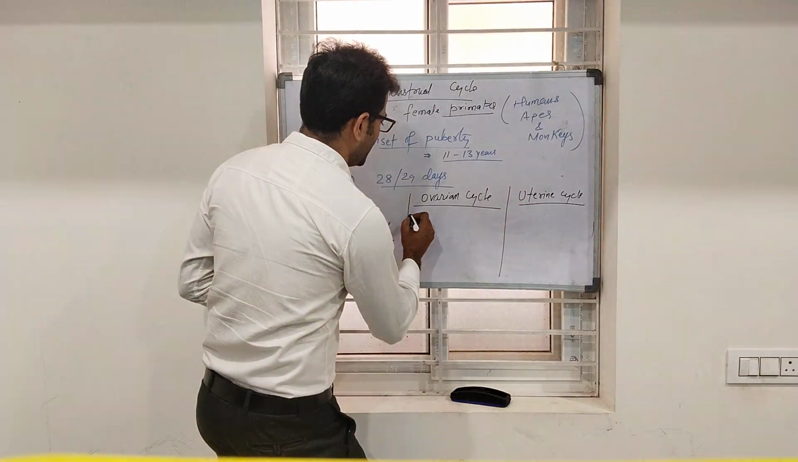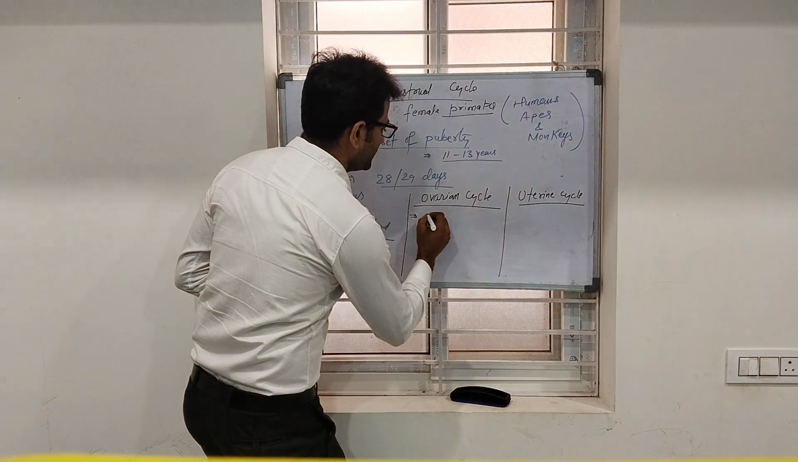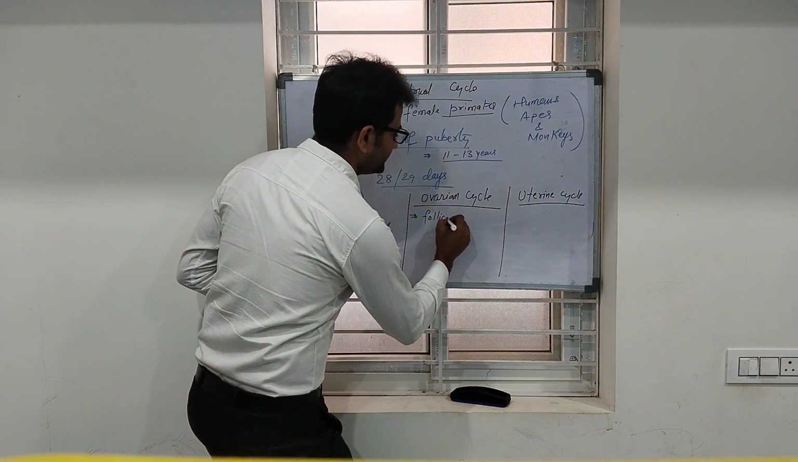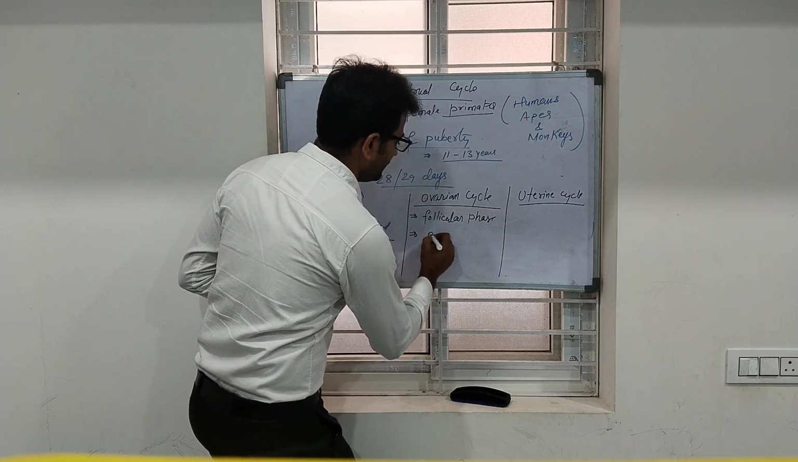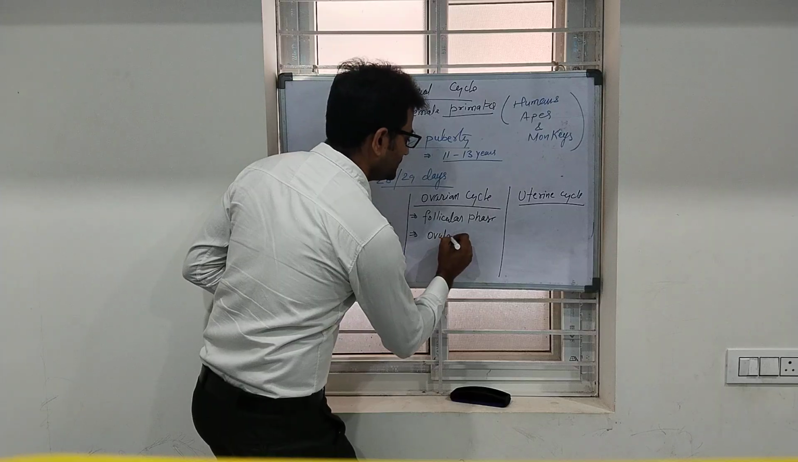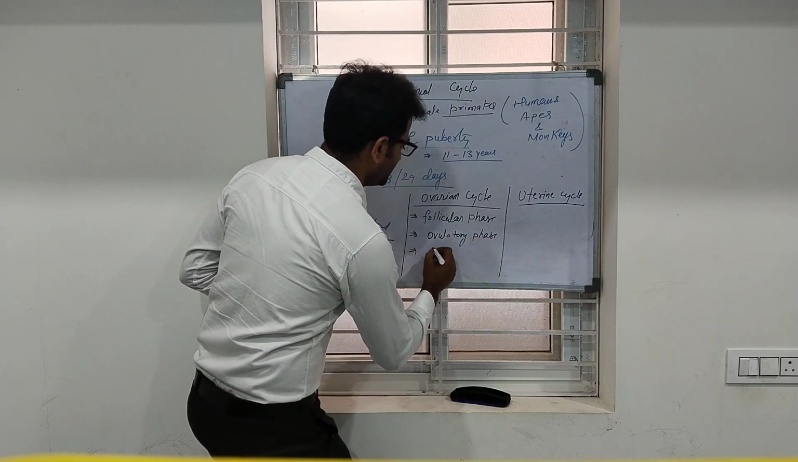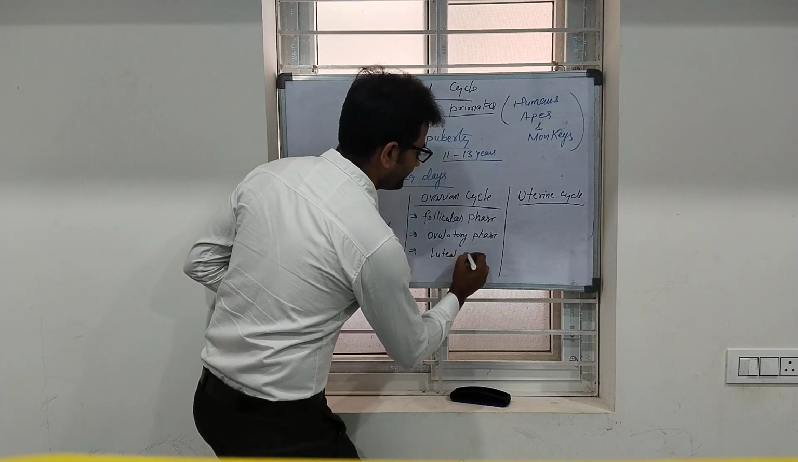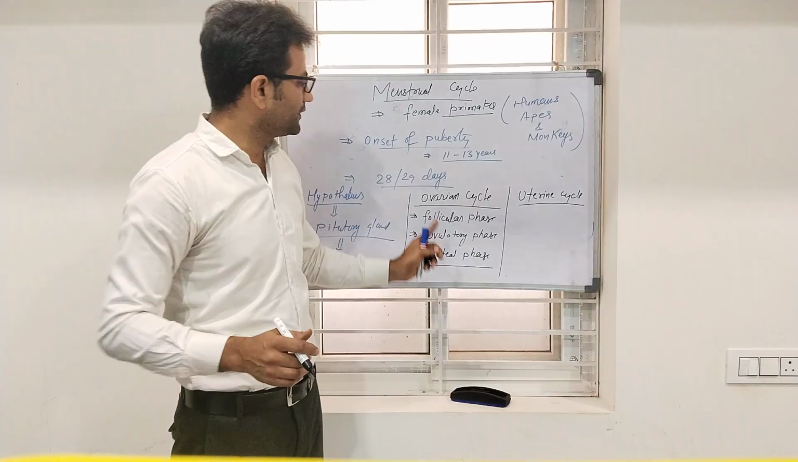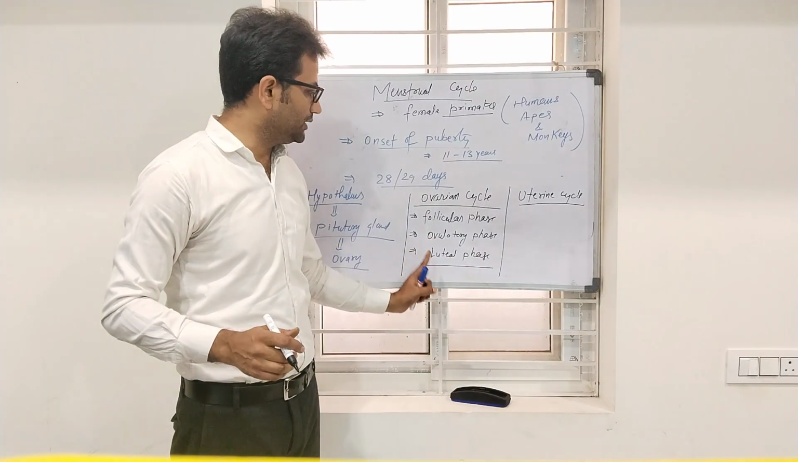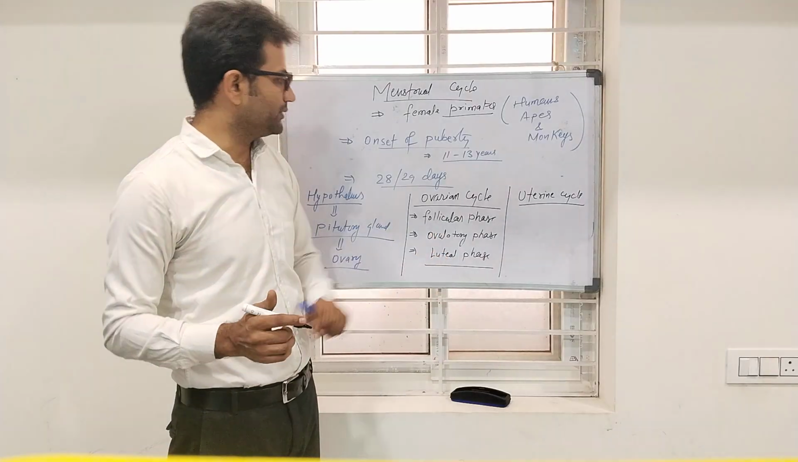Now further, this ovarian cycle is divided into three phases. First is known as the follicular phase. Second phase is known as the ovulatory phase. Third phase is known as the luteal phase. So the ovarian cycle is divided into three phases: follicular phase, ovulatory phase and luteal phase. One by one we will study these phases.